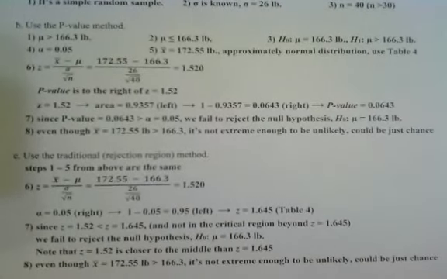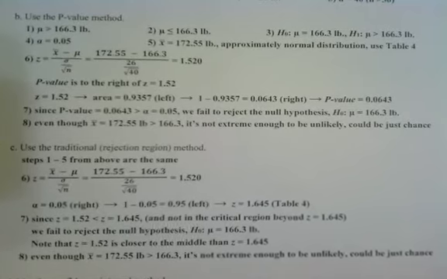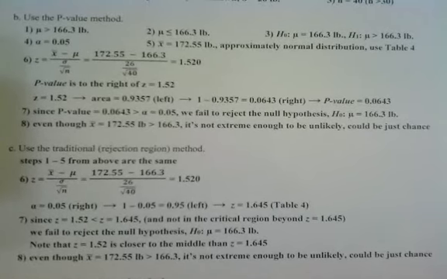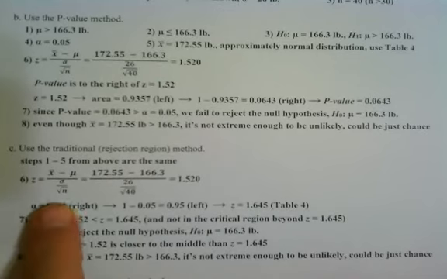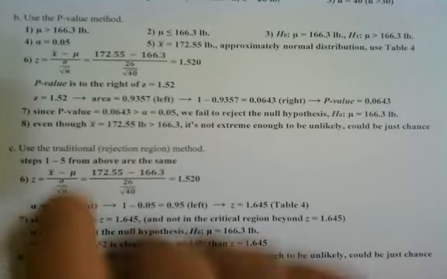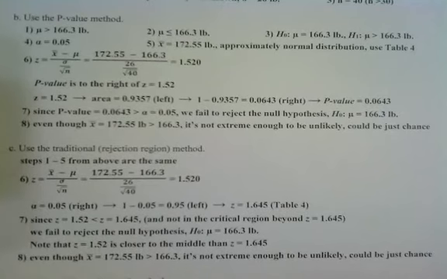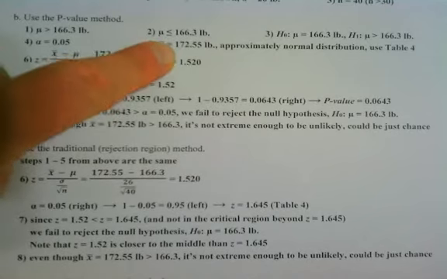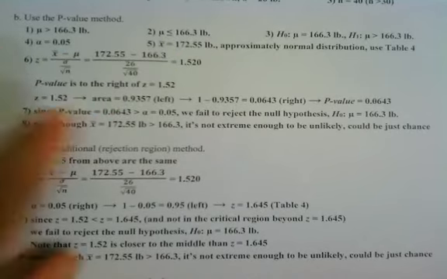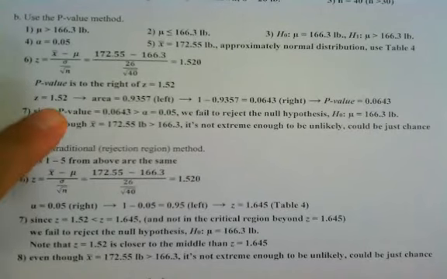Alright, now let's look at the traditional method. And you're going to see there are a lot of similarities. Steps 1 through 5 are the same. We're figuring out our test statistic again, just like we did up here. Same 1.52. None of that is going to change. Up here, once we had the 1.52, we then turned around and found our p-value based on that z-score.